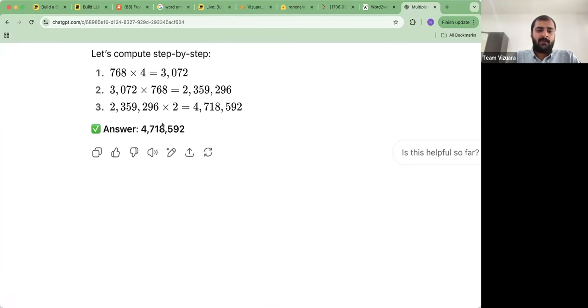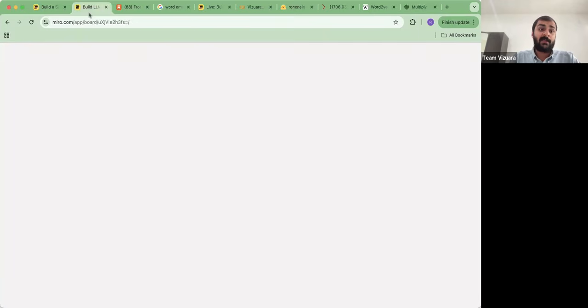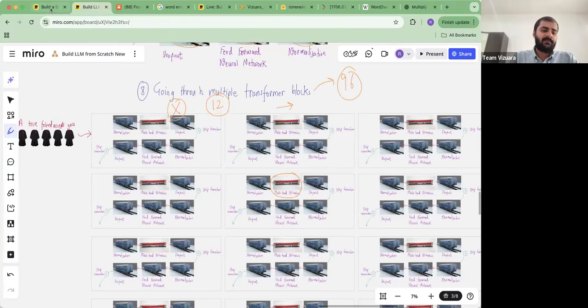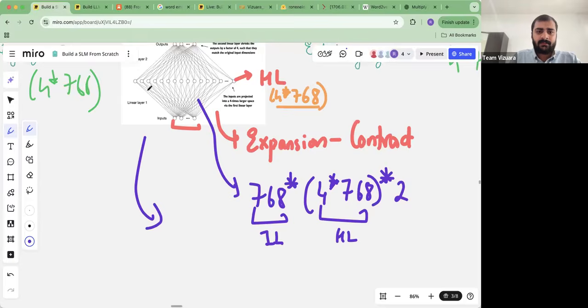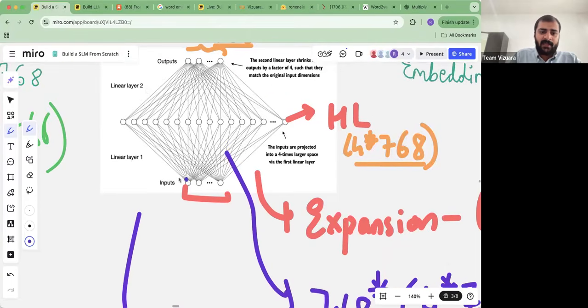And that would be around, if you take a look at the number of parameters here, that's around 4 million parameters. So there is a question, why is it 4 times 768? Because that's the number of parameters which we have in the hidden layer, right? If you look here, every single weight is connected to every single weight here. So there are 4 into 768 neurons in the hidden layer. There are 768 neurons here. So the number of parameters here will be 4 into 768 multiplied by 768.